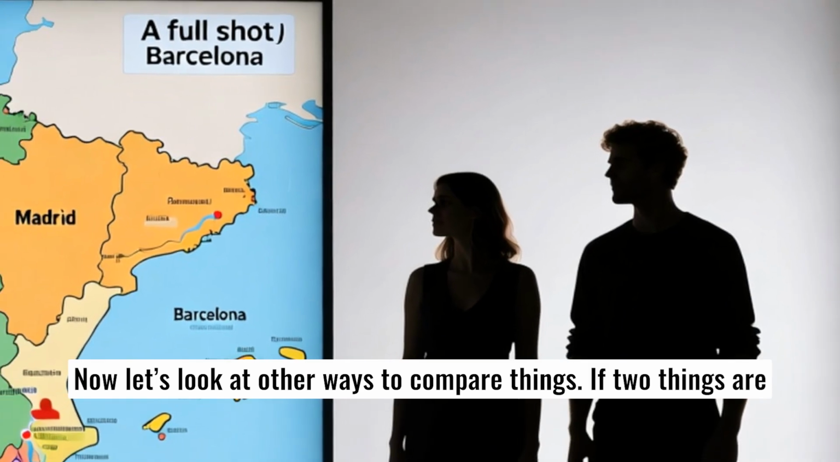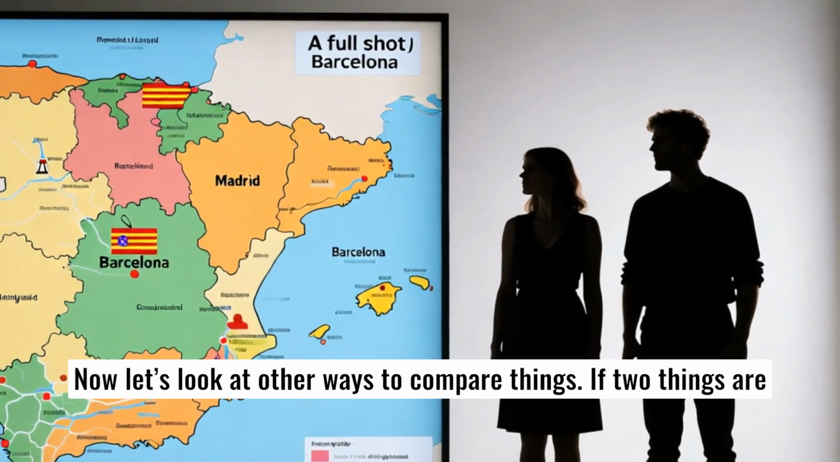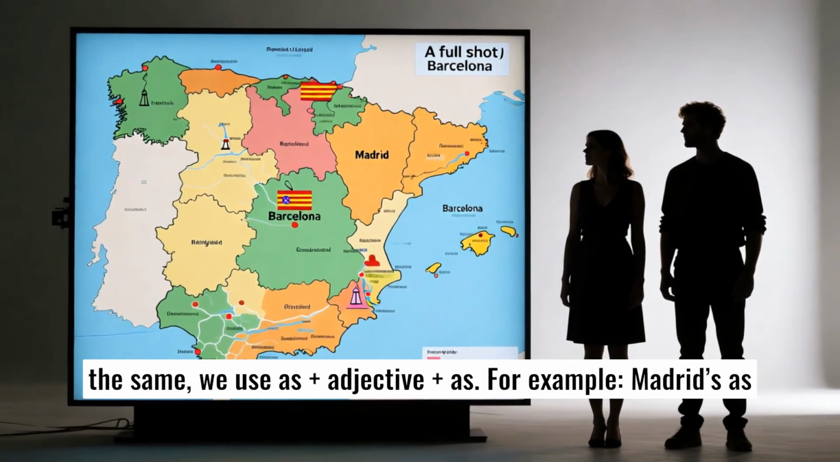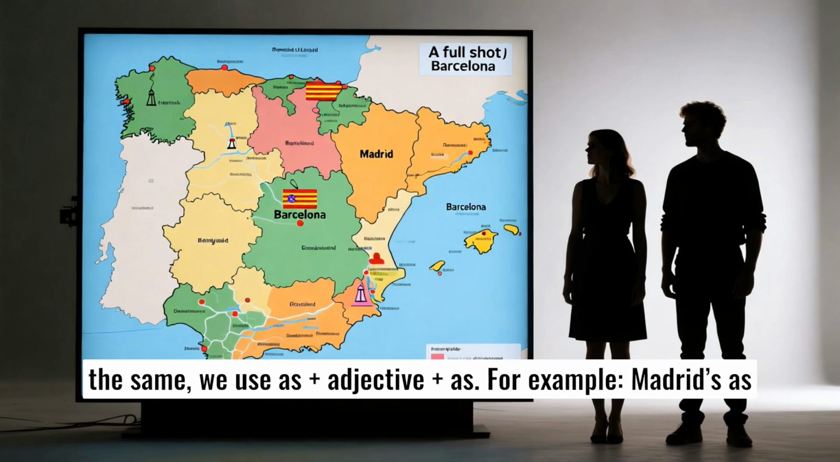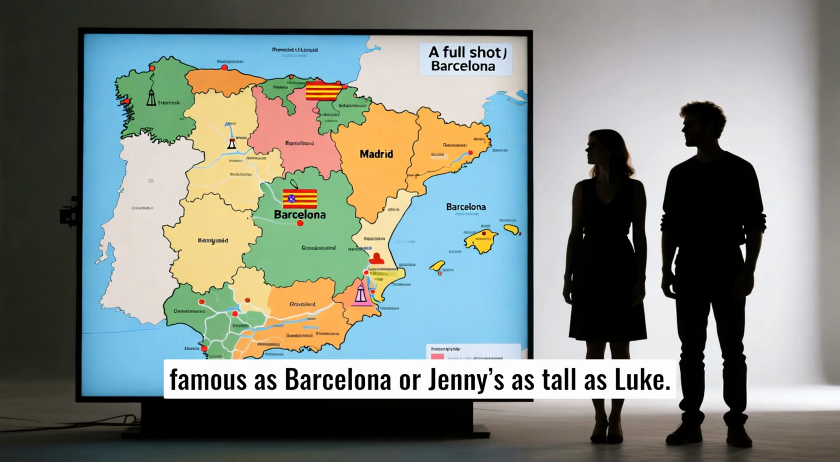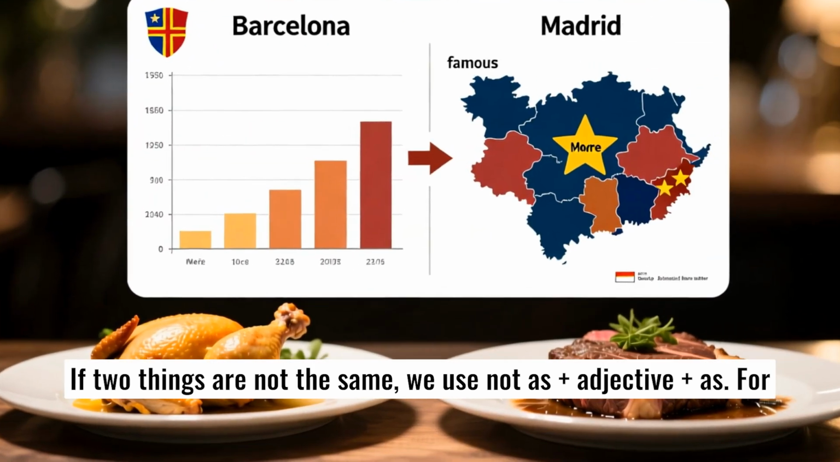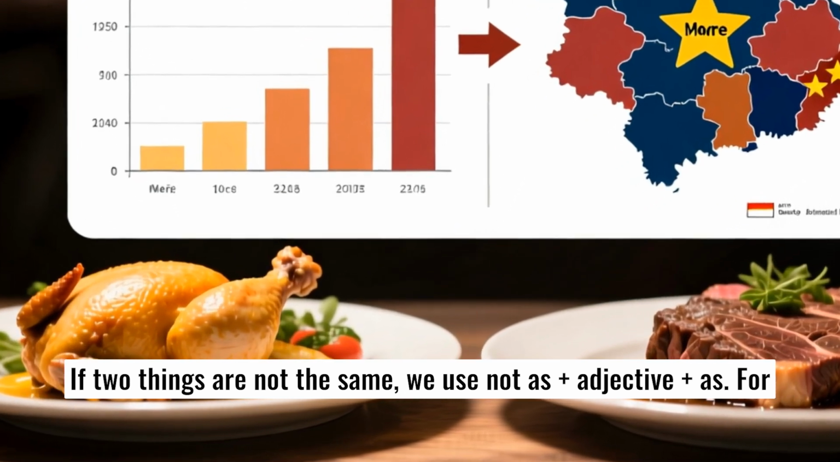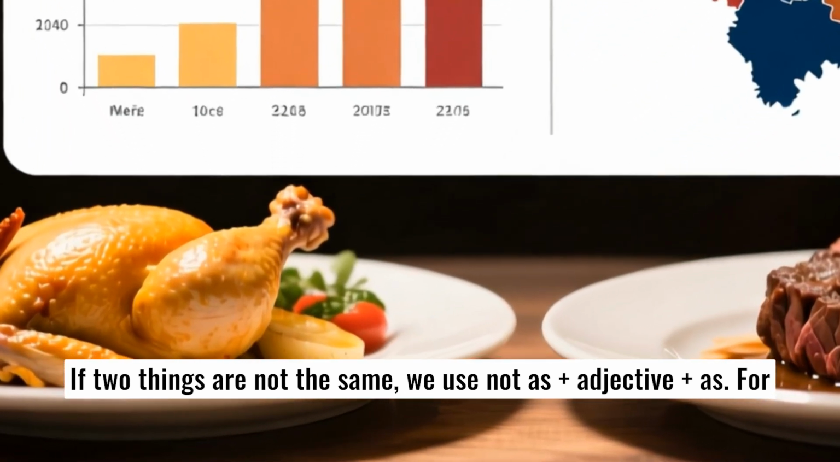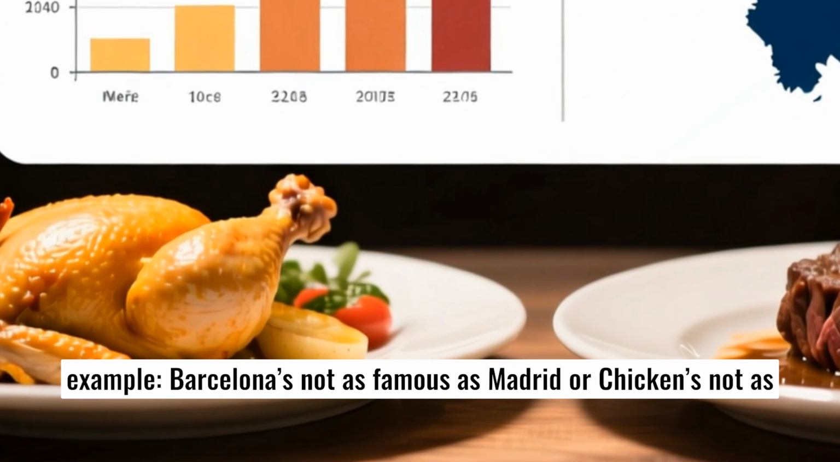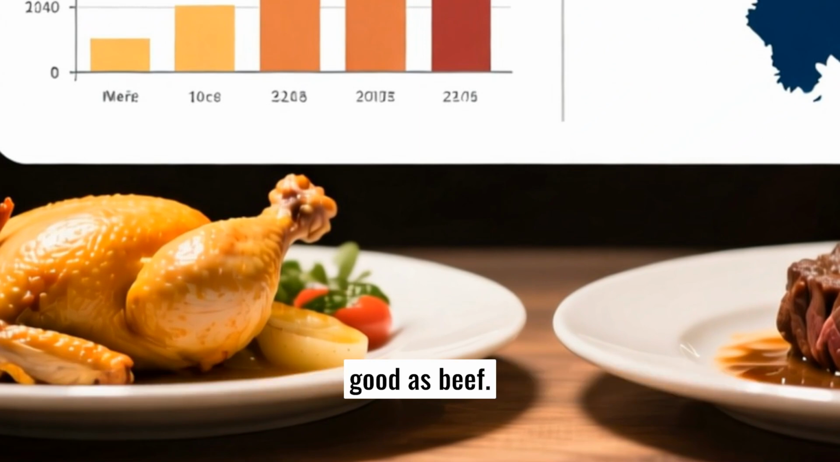Now let's look at other ways to compare things. If two things are the same, we use as plus adjective plus as. For example, Madrid's as famous as Barcelona, or Jenny's as tall as Luke. If two things are not the same, we use not as plus adjective plus as. For example, Barcelona's not as famous as Madrid, or chicken's not as good as beef.